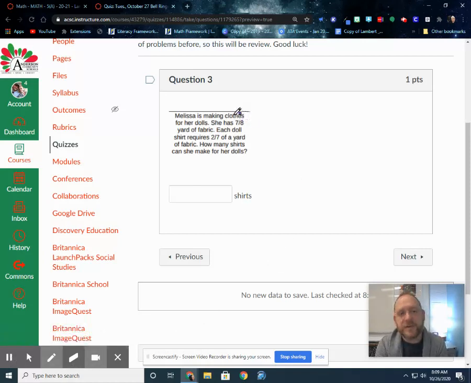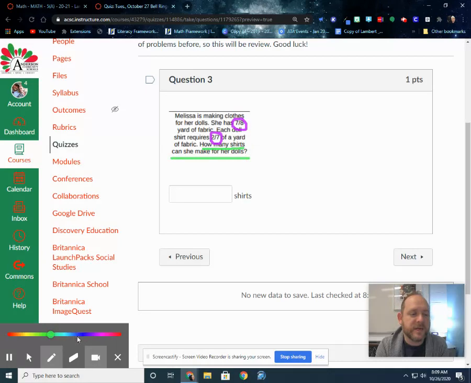All right, so if we use the cube method, we're going to circle our numbers first. So she's making clothes for her dolls. Melissa is. She has 7/8 of a yard of the fabric, almost a full yard. Each doll shirt requires 2/7 of a yard of fabric. How many shirts can she make altogether? Well, there's our answer. How many shirts can she make for her dolls? That's the question we're looking for. And last but not least, we need to know what is our operative word.